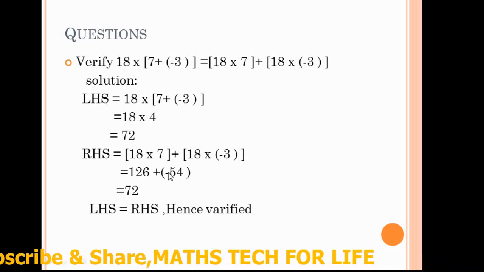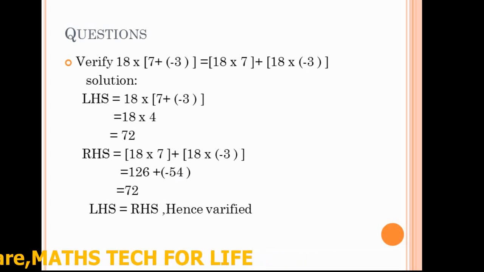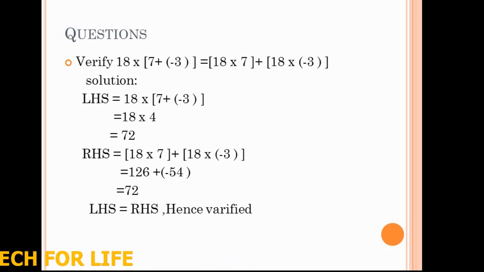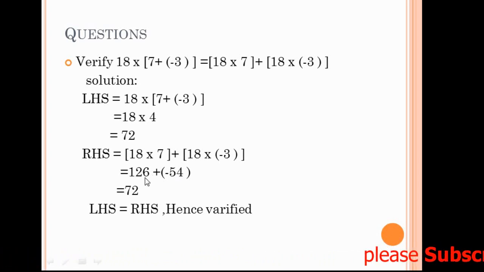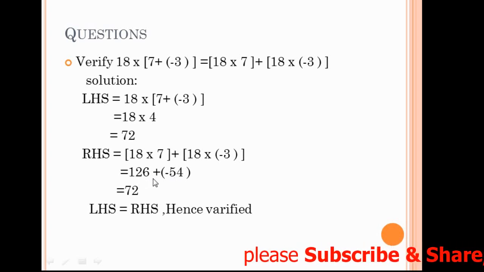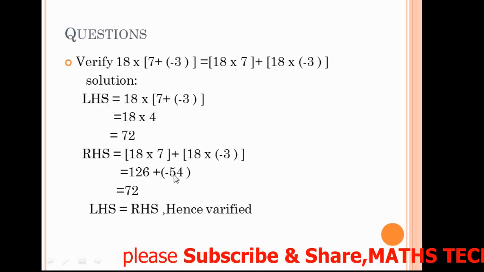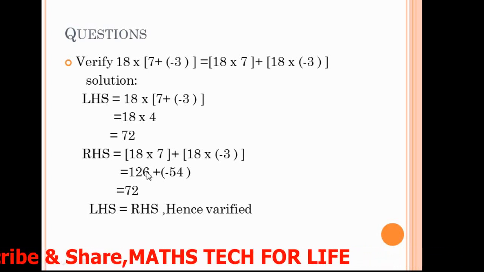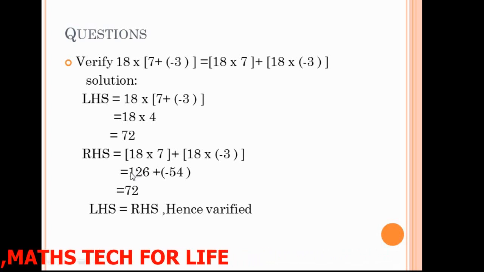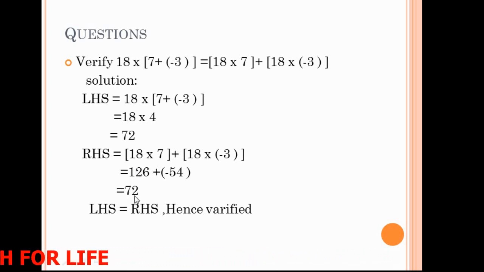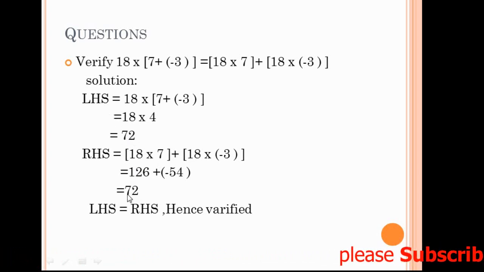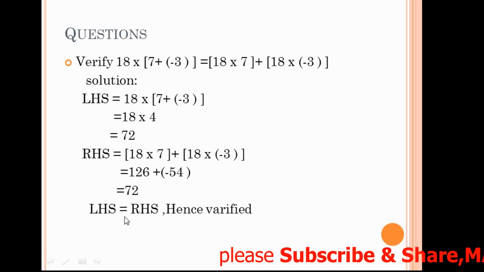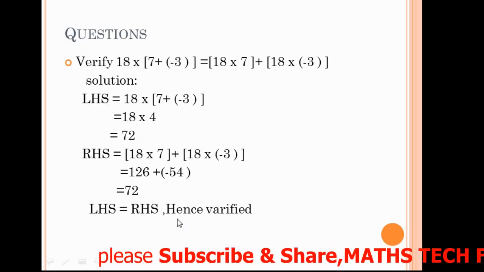We already learned the rule of integer multiplication: if you multiply a positive and a negative integer, the product will be negative. Here again we are using the idea of signs. 126 plus negative 54: you have to subtract 126 and 54. You will get 72. The largest number is 126, its sign is positive, so the answer is 72. Here we got LHS as 72, RHS also 72, so we can write LHS equal to RHS. Hence we verify the result.